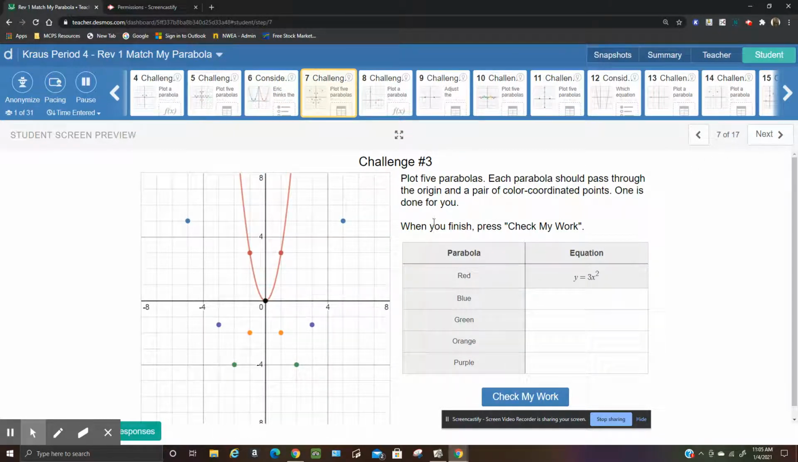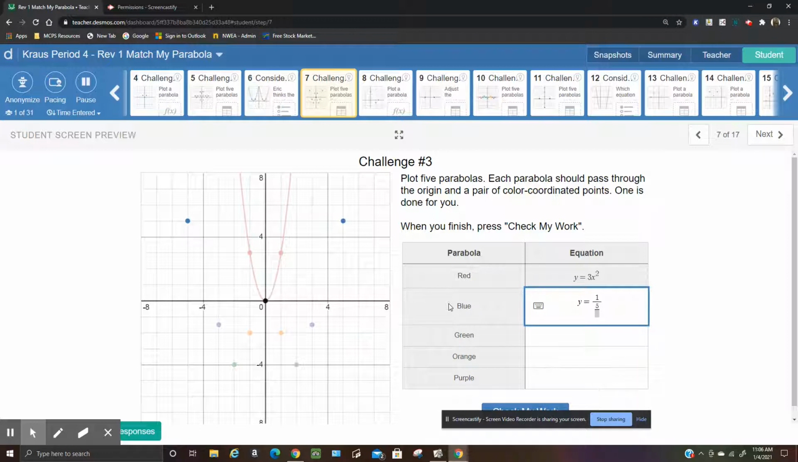Seven, plot the 5 parabolas. Each parabola should pass through the origin, the black point here, and a pair of colored coordinates. One is done for you, the blue one. For the red one, I go over 1, squared is 1, but I went up 3, so 3 times the amount: y equals 3x squared. For the blue one, if I go over 5, 5 squared should be 25, but I only went up 5, so I went up 1/5 the amount. So y equals 1 divided by 5, x squared.